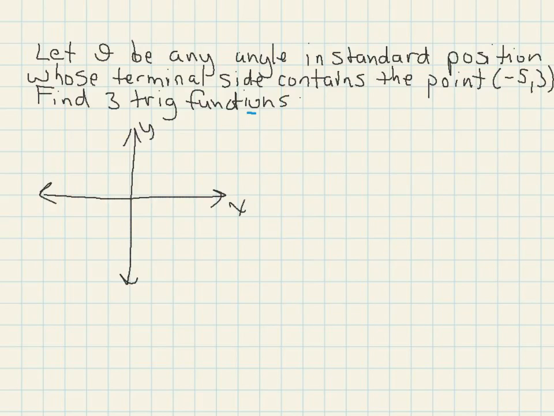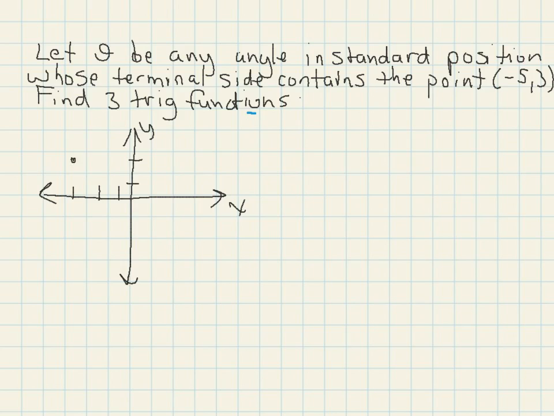Let's take a look at the question. It says, let theta be any angle in standard position whose terminal side contains the point -5 and 3. Find three trig functions. We'll assume the three trig functions are sine, cosine, and tangent. First thing, let's plot our point. That'll be 1, 2, 3, 4, 5, and then up 1, 2, 3.